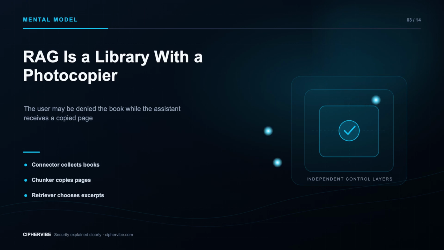Connectors collect books. Chunking copies them into pages. Embeddings help find similar pages, and the model rewrites those pages into an answer. Locking the original book is useless if copied pages lose the same access rules.